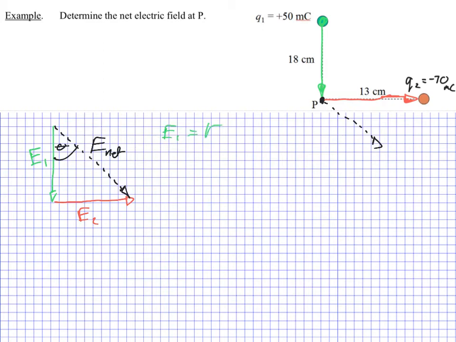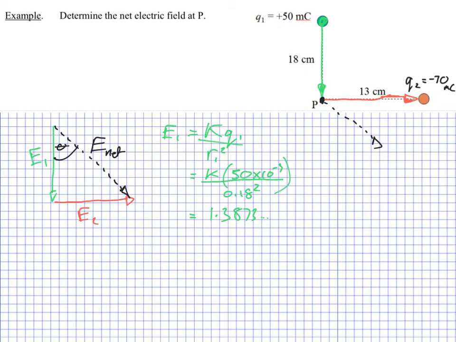E1 is going to be K Q1 over R1 squared. That's pretty straightforward. Let's put those values in. We've got K, we've got 50 millicoulombs, so that's 10 to the negative 3, divided by 18 centimeters, 0.18 squared. That's going to give me 1.3873 something. Oh, it's quite a big number.